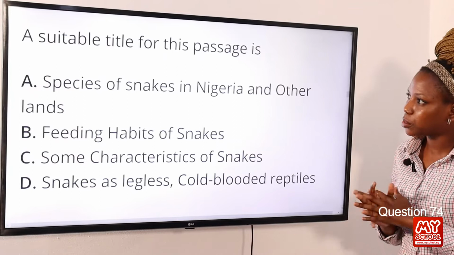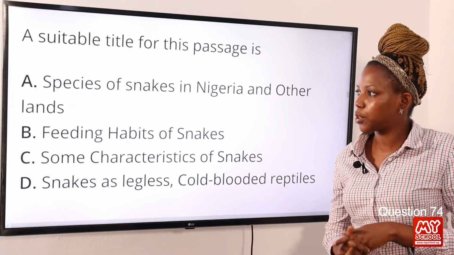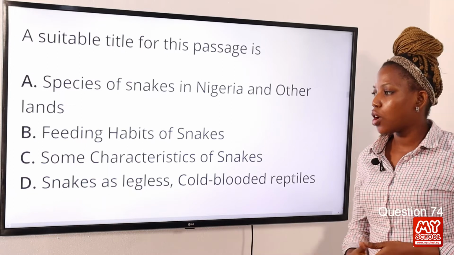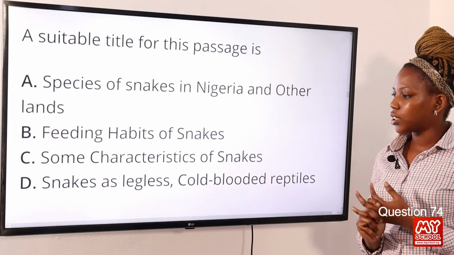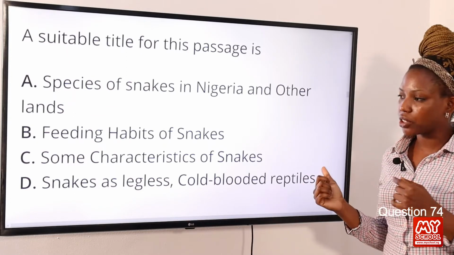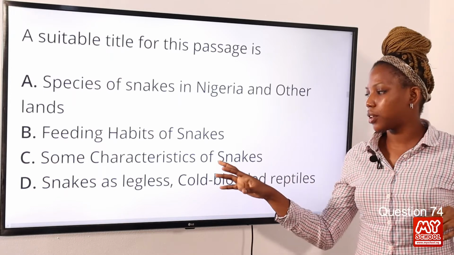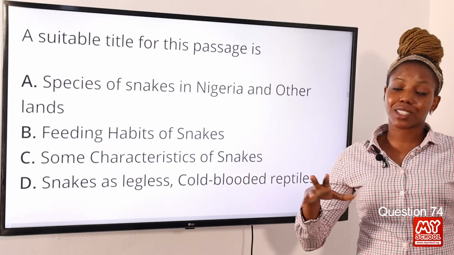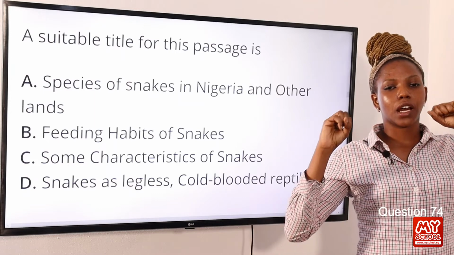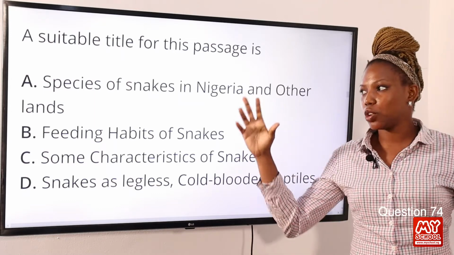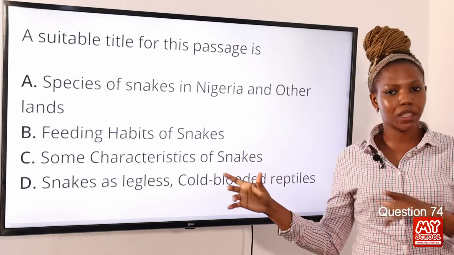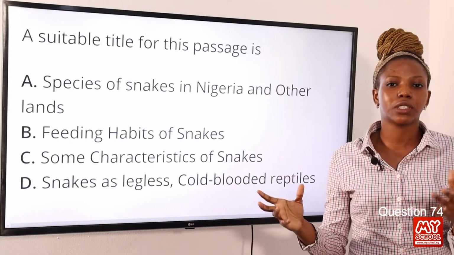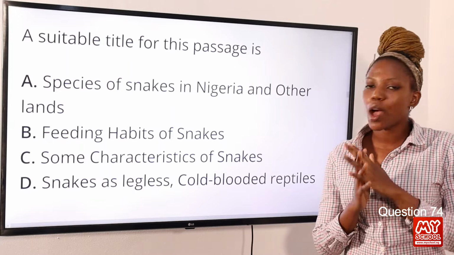Question 74. A suitable title for this passage is option A, species of snakes in Nigeria and other lands, option B, feeding habits of snakes, option C, some characteristics of snakes, option D, snakes are legless, cold-blooded reptiles. Now the answer to this question is option C, some characteristics of snakes. If you've read this passage, you would notice that it talks about the characteristics of snakes, and options A, B and D are all embedded in what we term characteristics of something. So characteristics of snakes is the best or suitable title for this passage. Therefore option C is the correct answer to this question.